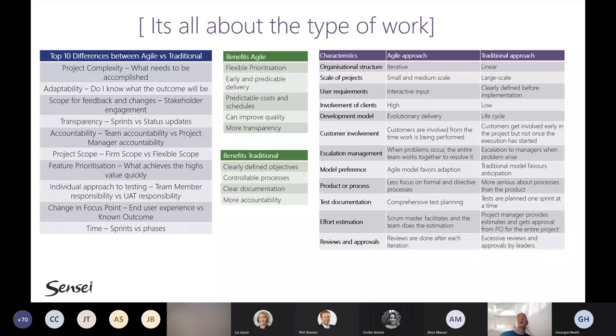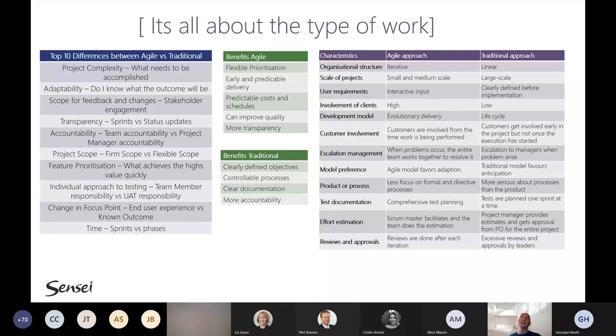Adaptability, do I know what the outcome will be? As I mentioned, the iterative approach is allowing us to be more flexible. And then, of course, scope for feedback and changes. You will find in a traditional way, finding room for scope change is actually not built into the schedule. That's why in a traditional sense, when you have additional scope, you do need to request additional funds for that scope. Whereby in an agile path, we do recognize that changes happen through stakeholder engagements.